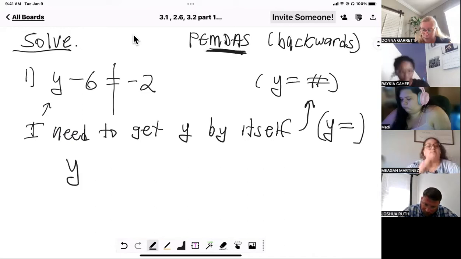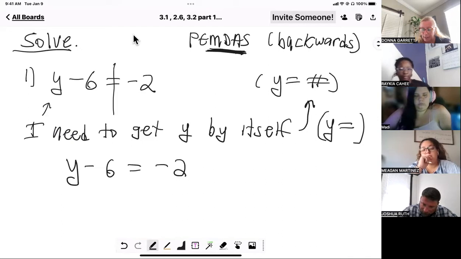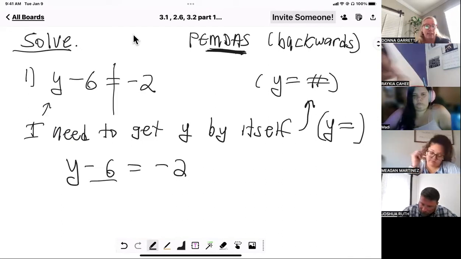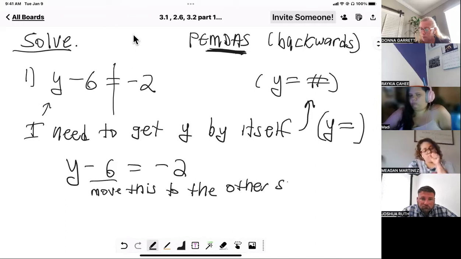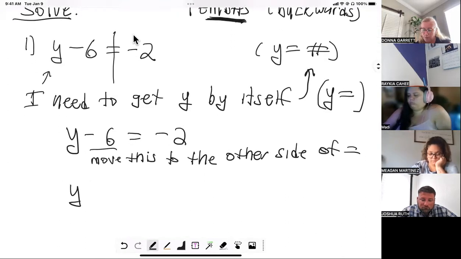Well, I'm going to write it again. There's one thing in my way to getting y equals, and that's the fact that I have this -6 over here, or -6, whatever way you want to think of it. I have to move it. I need to move this to the other side of the equation. That -6 has to move to the other side. So I want to get y by itself. So how do I do that?